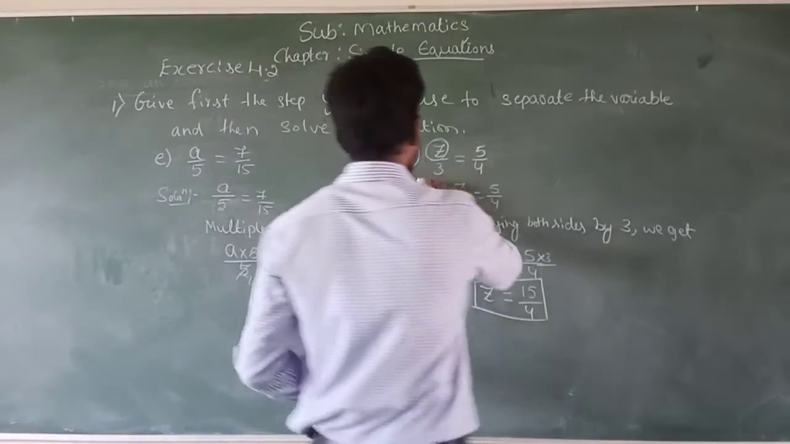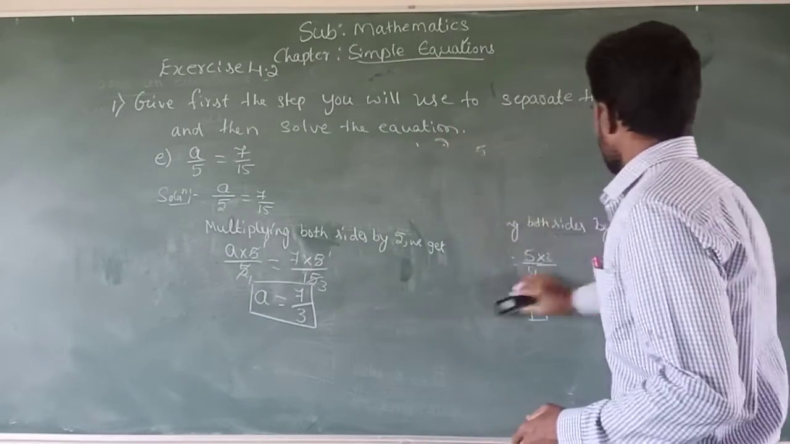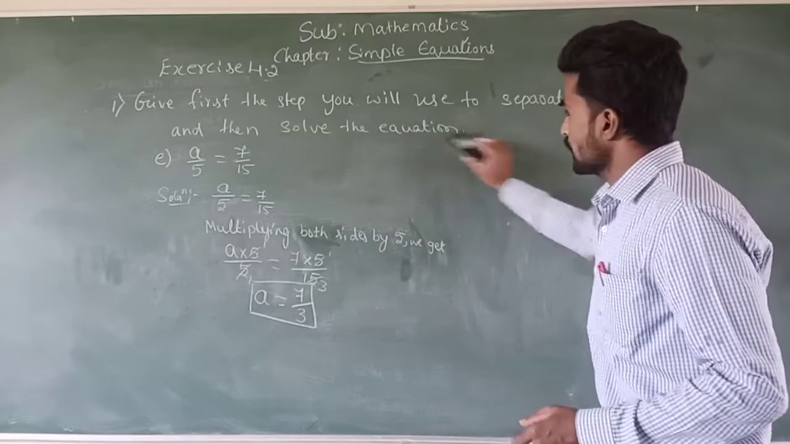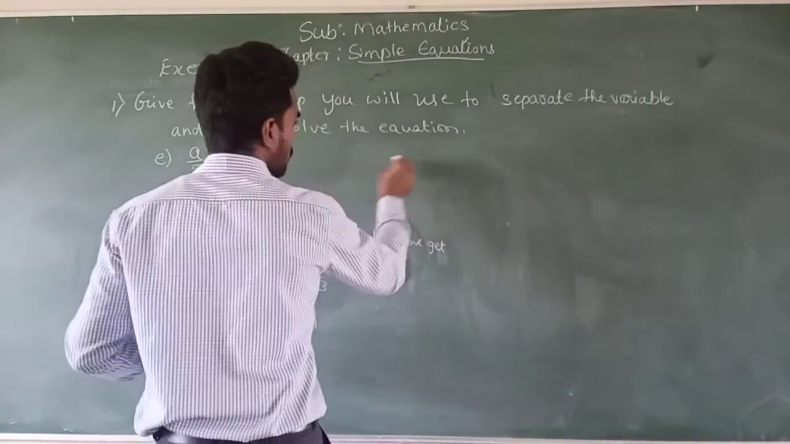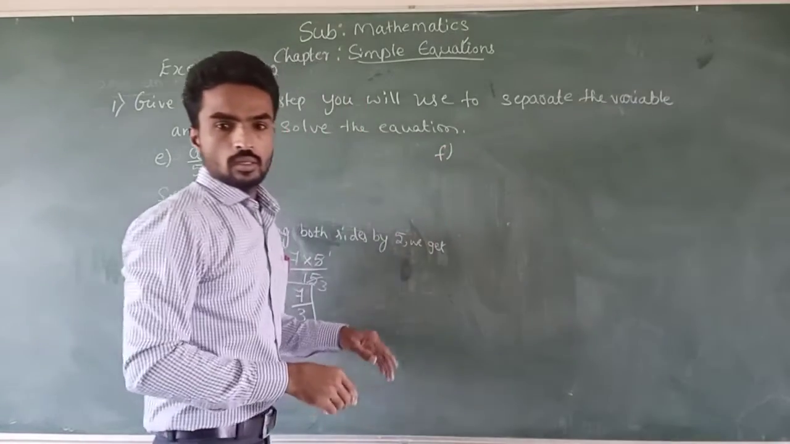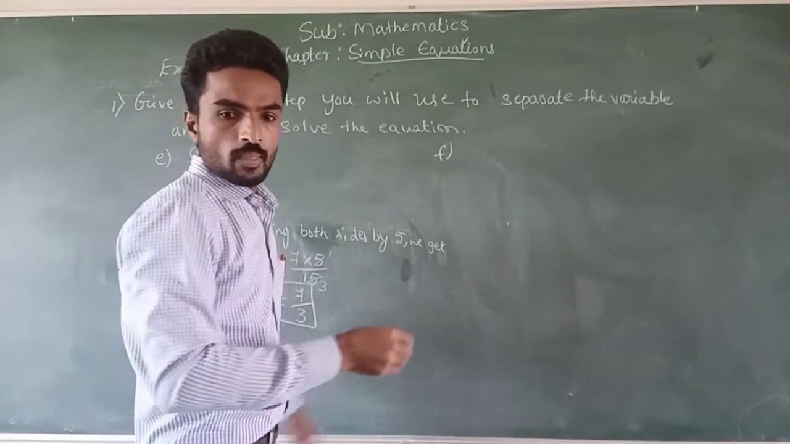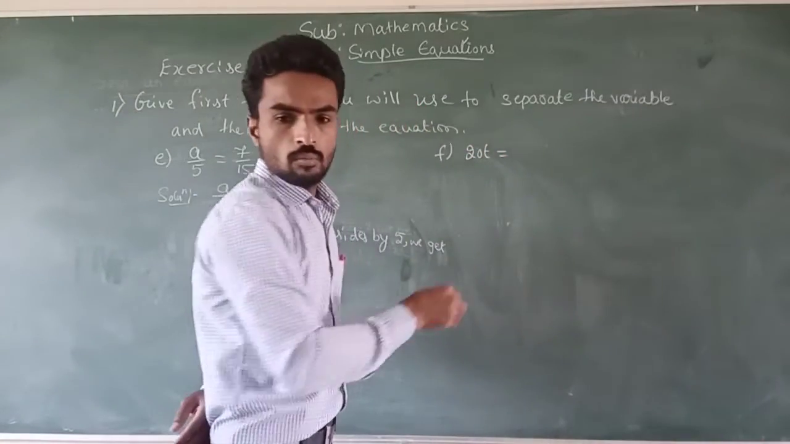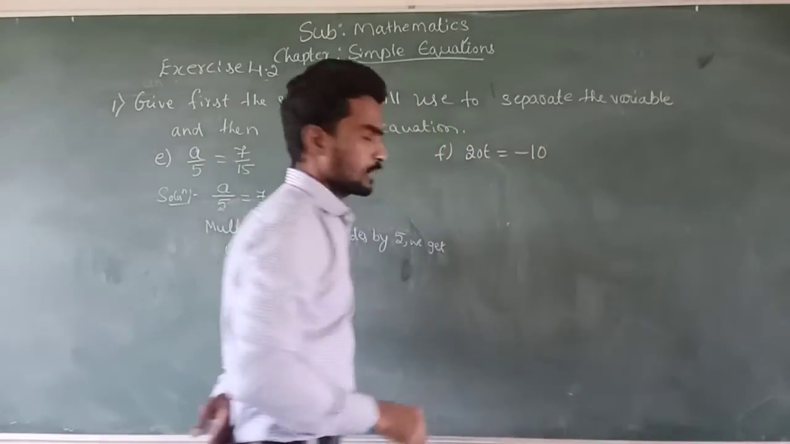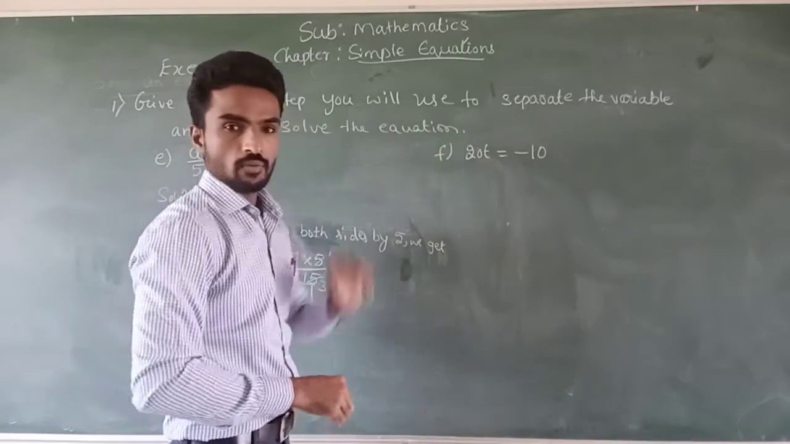Now going to solve another equation. Next one F, that is 20t, that is equal to minus 10. Just observe the equation.